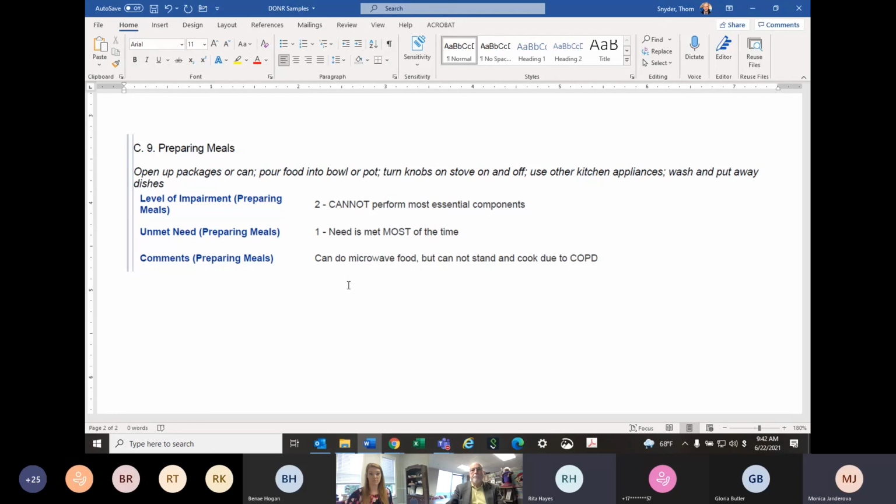Okay. For me, it says but cannot stand and cook. There isn't any mention of preparing meals or any components of cooking. There is open packages, pour food, turn stove on and off, use other kitchen appliances, but nothing about cooking. So that element is not included anyhow. So, okay.